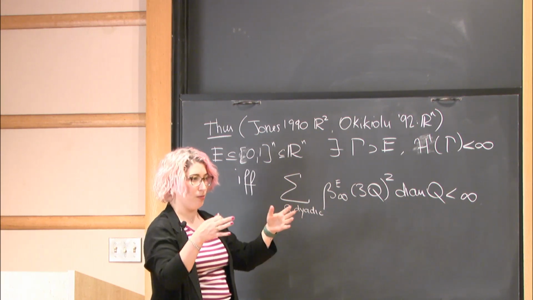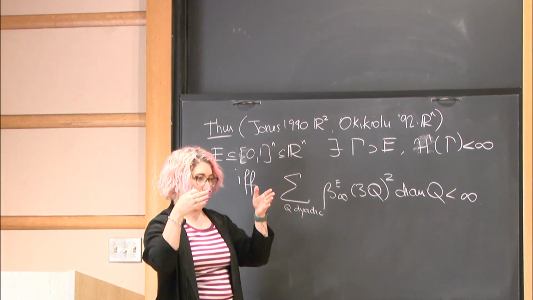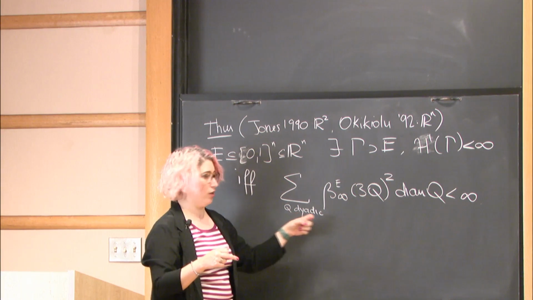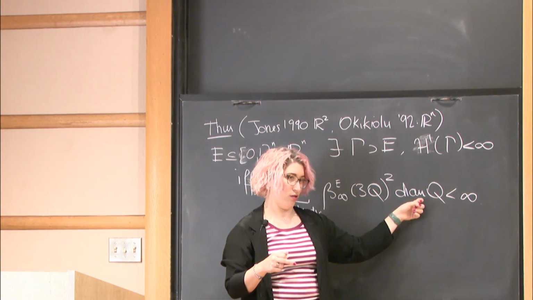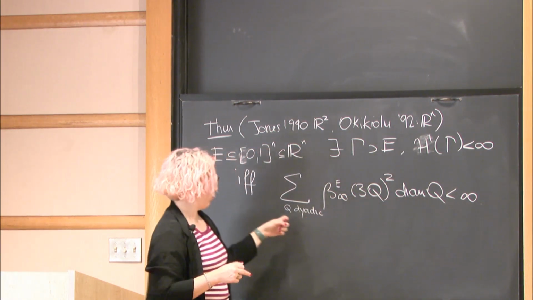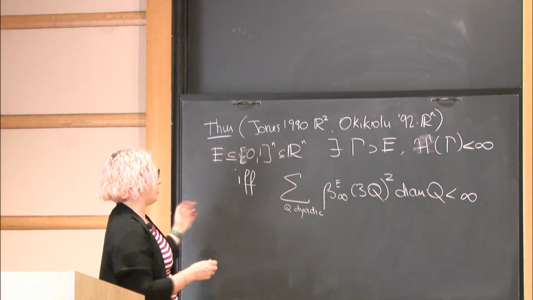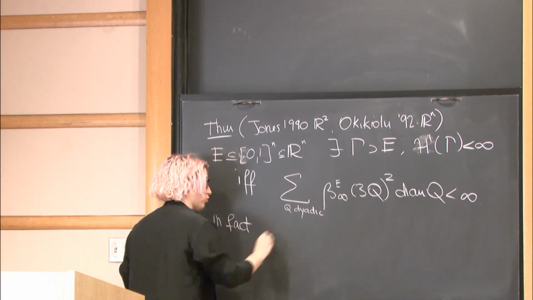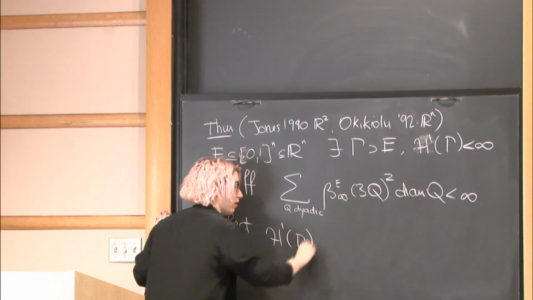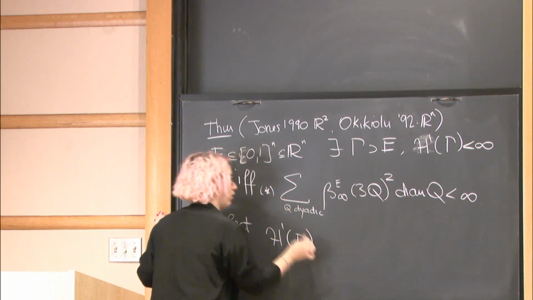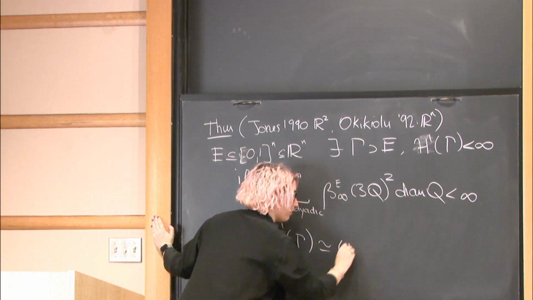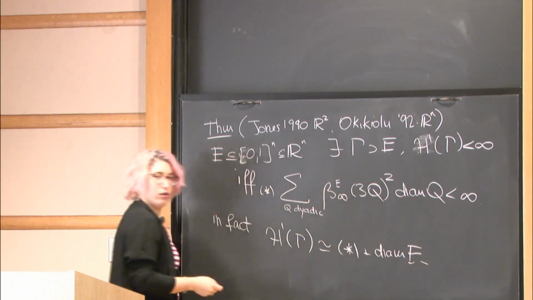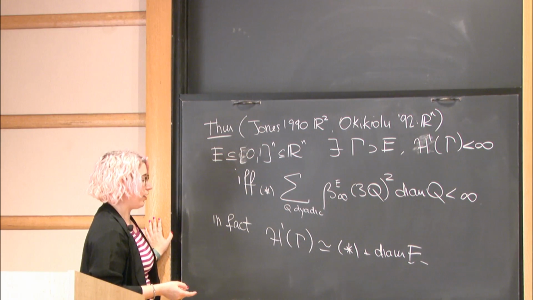And I'm summing over all the dyadic cubes. So this means that for every fixed scale, there are infinitely many cubes I'm summing over, and that's why this appears, okay? So, in fact, it does better. I don't want to spend too much time. In fact, the length of gamma is comparable to the star plus the diameter of E. Okay? So in fact, this is not just telling you that it's finite.